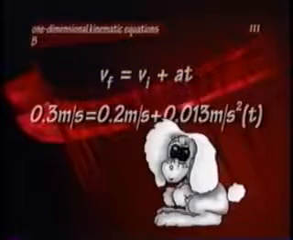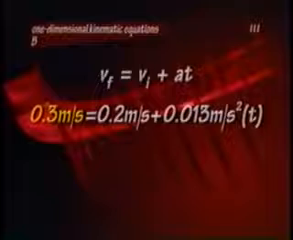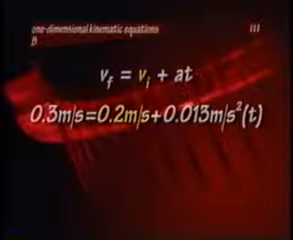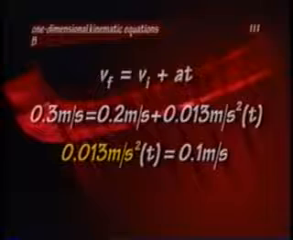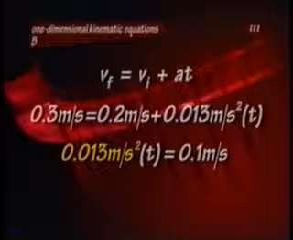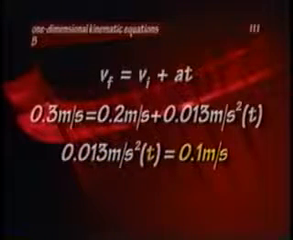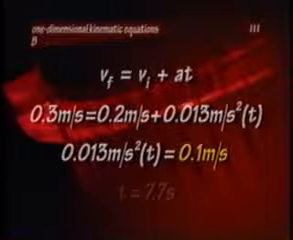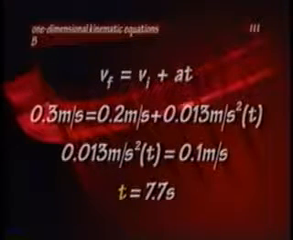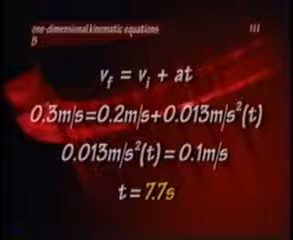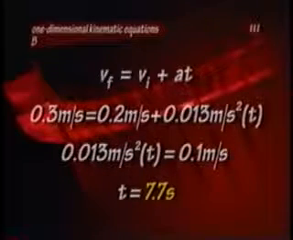For our problem here, v final is 0.3 meters per second, v initial is 0.2 meters per second, and we just found a to be 0.013 meters per second squared. So, 0.013 meters per second squared times time equals 0.1 meters per second. Solve for t, and t equals 7.7 seconds. So, it took Not Quite Bright 7.7 seconds to crawl 2 meters.